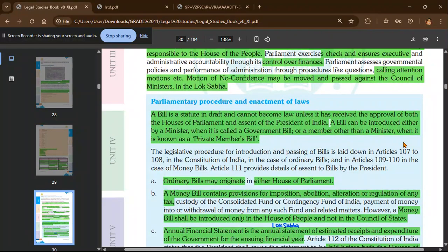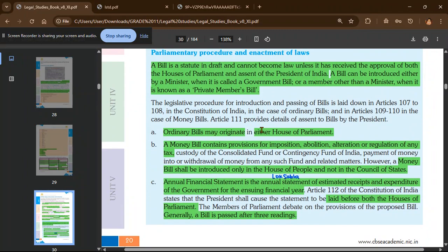A bill is a statute in draft and cannot become a law unless it has received approval from both Houses of Parliament. A bill can be introduced either by a minister, when it is called a government bill, or by a member other than a minister, when it is known as a private member bill. Ordinary bills may originate in either House, Lok Sabha or Rajya Sabha. A money bill contains provisions for the imposition, abolition, alteration or regulation of any tax. A money bill can be introduced only in the House of the People, the Lok Sabha, and cannot be introduced in the Rajya Sabha, the Council of States.